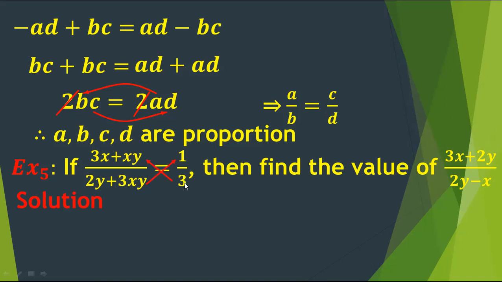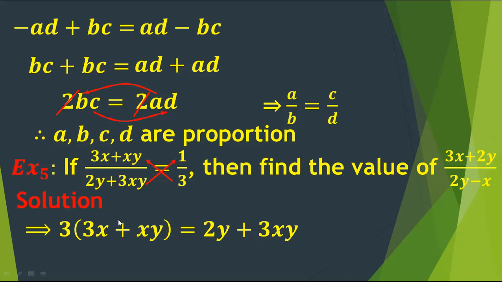Then here we have 3. I will multiply 3 by 3x only? No, 3 times the bracket, 3x plus xy. Don't forget the bracket. This equals 1 multiplied by (2y plus 3xy). It will be the same. Any number times 1 equals the same number. Here we have 3 times 3x equals 9x, plus 3 times xy equals 3xy, equals 2y plus 3xy.